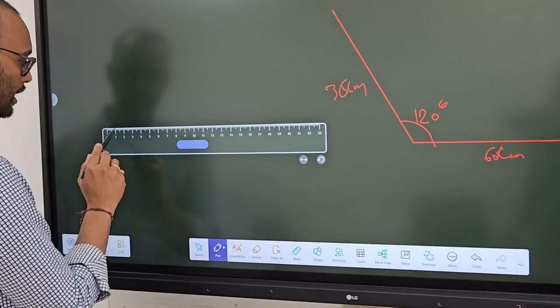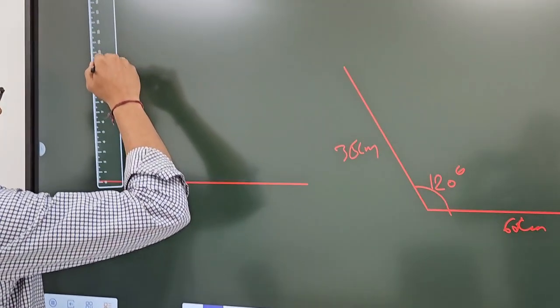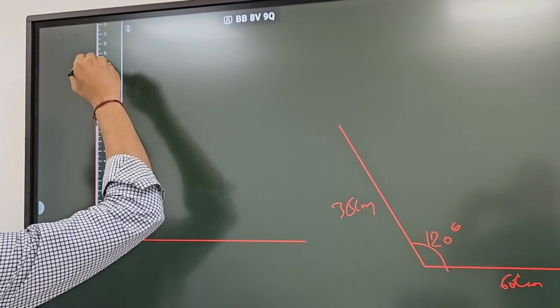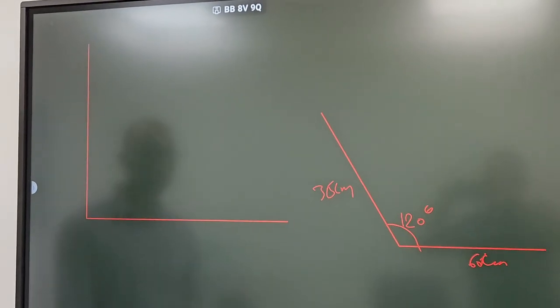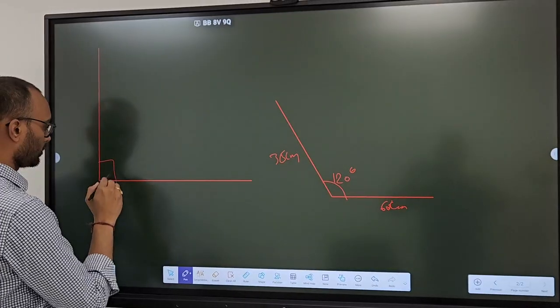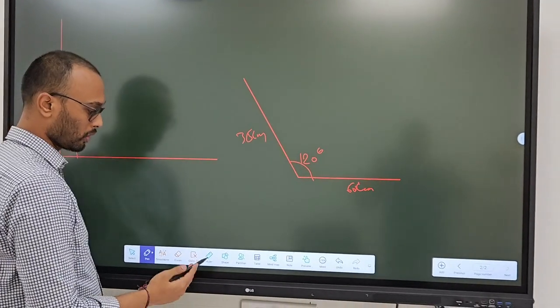So that is there. As well as you can take a straight line and just rotate it. If you want it at 90 degrees, drop it again. Once that is done, your 90 degrees is ready. So 90 degrees is also there. Like this, you have a ruler which you can use.